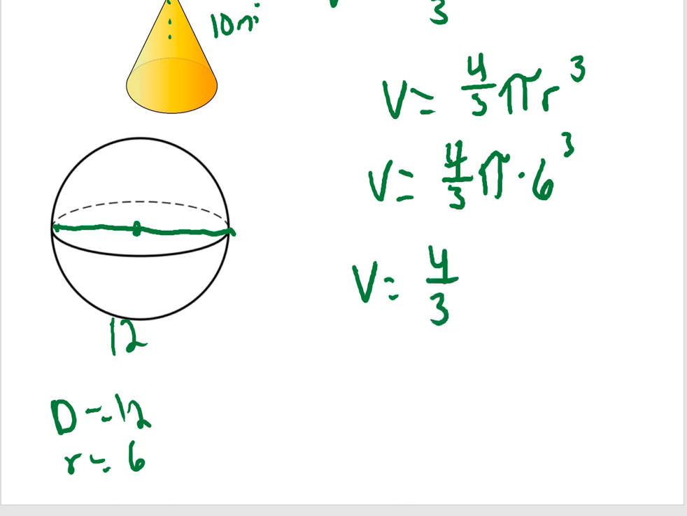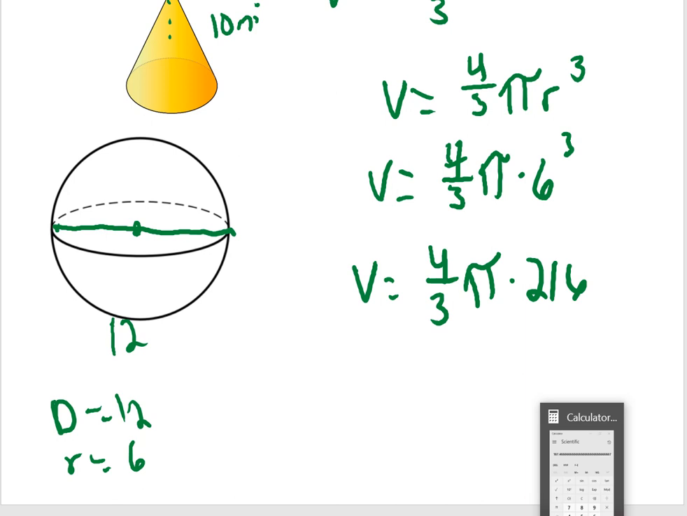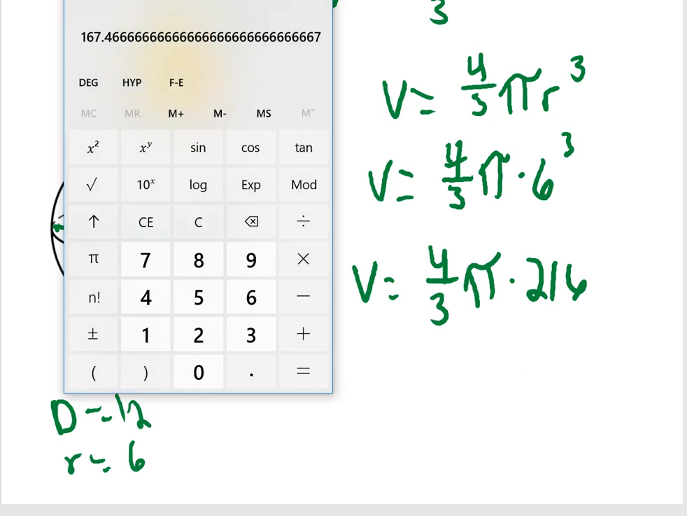You type that in the calculator: 4 divided by 3. 6 to the third is 216. All right, so now we're going to put all this in the calculator at the same time. 4 thirds times pi, bet you it's about to be like 4.2 something. 4 divided by 3 times 3.14. You get like 4.18666. So it's about 4.2.